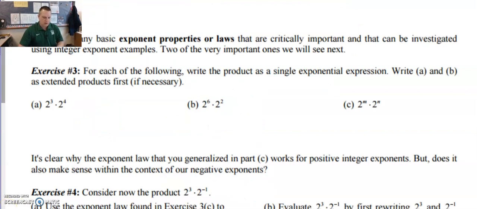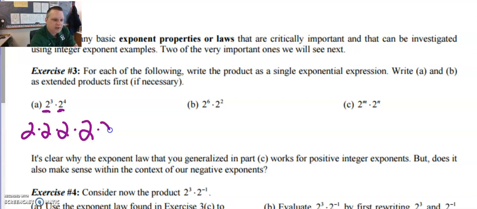Okay. Now, we're moving on to exercise 3. Multiplication with the same base, and we have powers. If you need to, hopefully you don't, if you wanted to rewrite it, I'll show you this once. 2 to the third is 2 times 2 times 2. 2 to the fourth is 2 times 2 times 2 times 2. So how many 2's are there? There are 7 2's. So it is 2 to the 7th power.